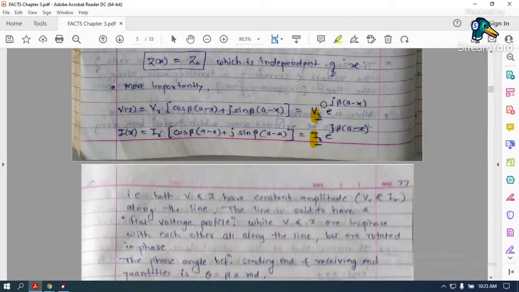Is its amplitude, no? Magnitude. This is written in a polar form, right? This is its magnitude and this one is its angle, which is beta into (A minus x). Or you can even write it as VR at an angle theta, IR at an angle theta, where theta is beta into (A minus x), right? Out of VR and IR, both are magnitudes.